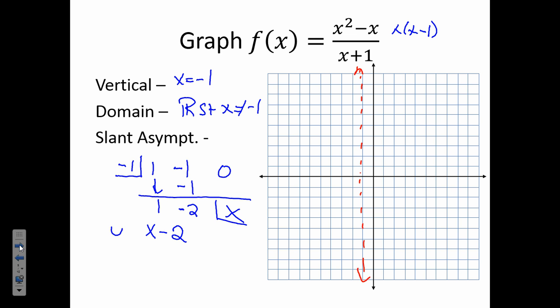So if y equals x minus 2, how do we graph that? Slope, right? It's just a line, isn't it? So we start where? Negative 2. And what's it doing? Up 1 over 1. Rising 1, running 1. Rising 1, running 1. Falling 1, going left 1. So there's my slant asymptote.